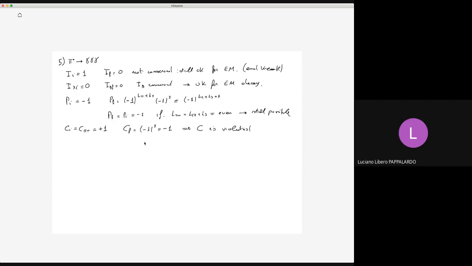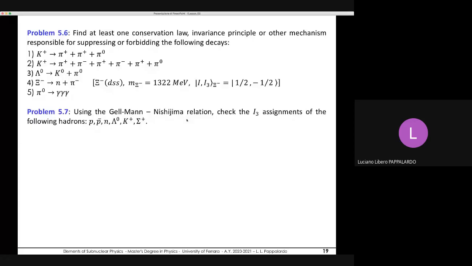Now, very quickly, the last one you can do as an exercise. It's so easy that you can just play yourself with the last problem. So using the Gell-Mann-Nishijima relation, check that the I3 assignment for the following hadrons is correct. You just have to use the Gell-Mann-Nishijima relation that I provided in the slide. You substitute the values of the charge, the baryonic number, the strangeness, and then you verify that you obtain the correct value for the third component of isospin.